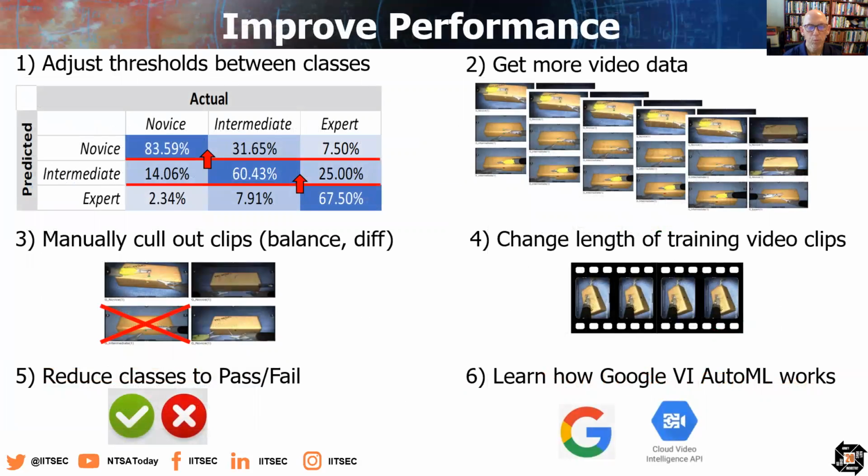Now, we would much prefer that our networks performed in the 90 percentile range rather than the 80 percentile range. And after doing all of our experiments, I believe that's achievable if you look at about 6 different ways to improve performance. The first one is to adjust the threshold settings between novice, intermediate, and expert.